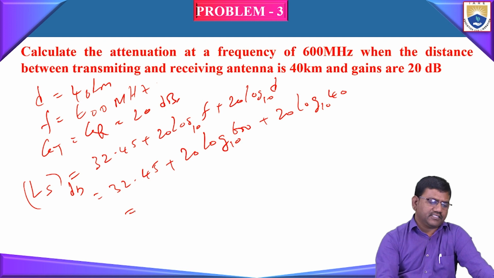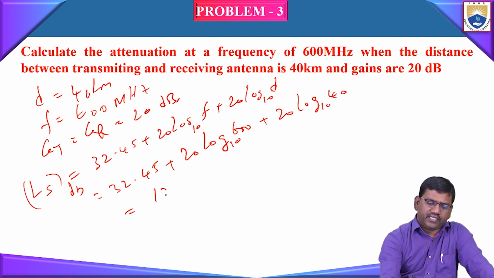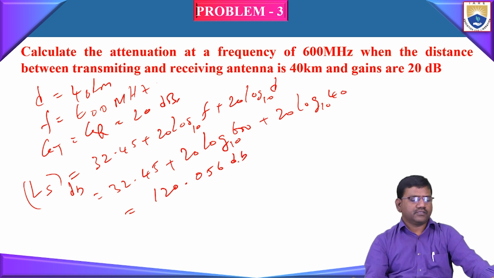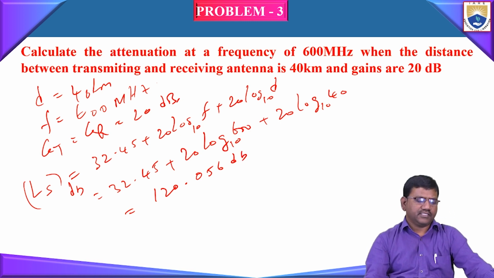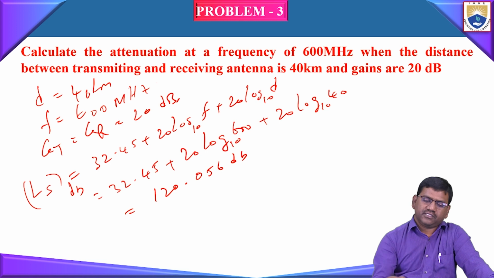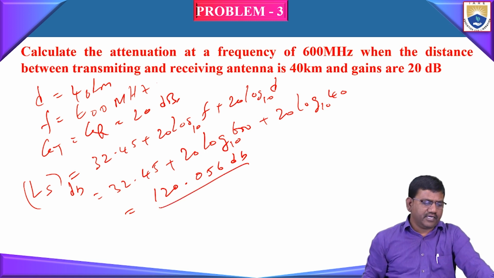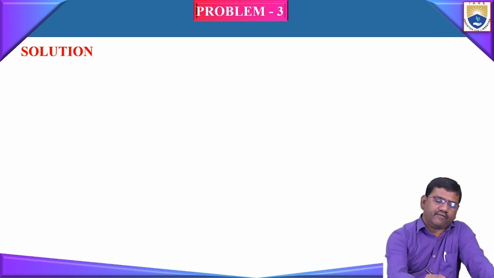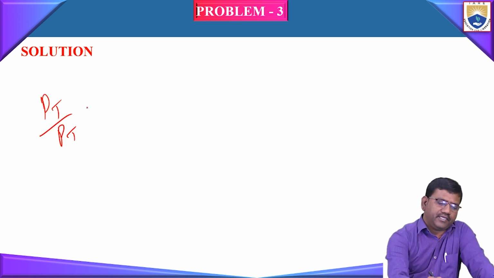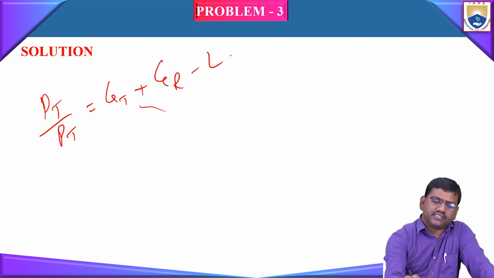So if you simplify this, you will get 120.056 dB here. So this is the spatial path loss. And now we have a formula. What is our total amount of attenuation? PR by PT is equal to GT plus GR minus LS.